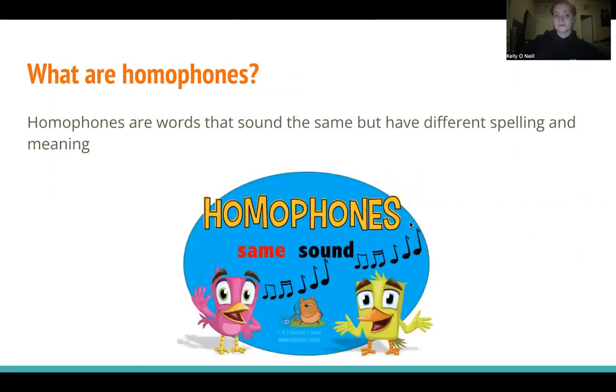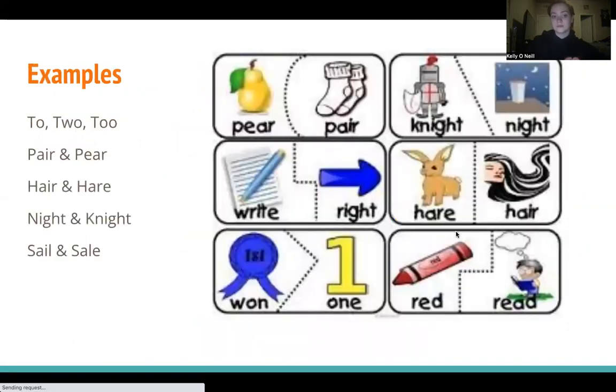What are homophones? Homophones are words that sound the same but have different spelling and meaning. Some examples of homophones include two, pair, and pair, hair and hair, night and night, sail and sail. Over to the right, we have more examples such as right and right. What all of these words have in common is that they are pronounced the same, but every single one of them has a different meaning.